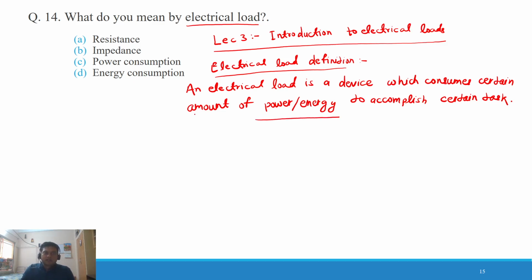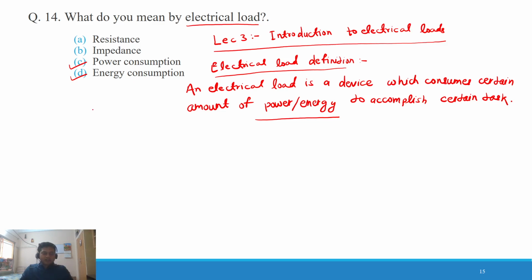So for electrical load, always think about the power consumption and energy consumption. If anyone says that electrical load increases, then you will say power consumption increases or energy consumption increases. If anyone says that electrical load decreases, then you will say power consumption decreases or energy consumption decreases. So whenever the term electrical load comes, always think about power consumption and energy consumption. So the correct options will be C and D.